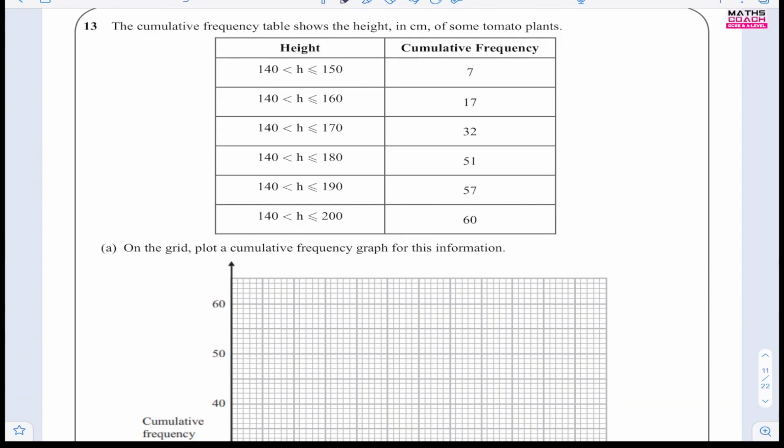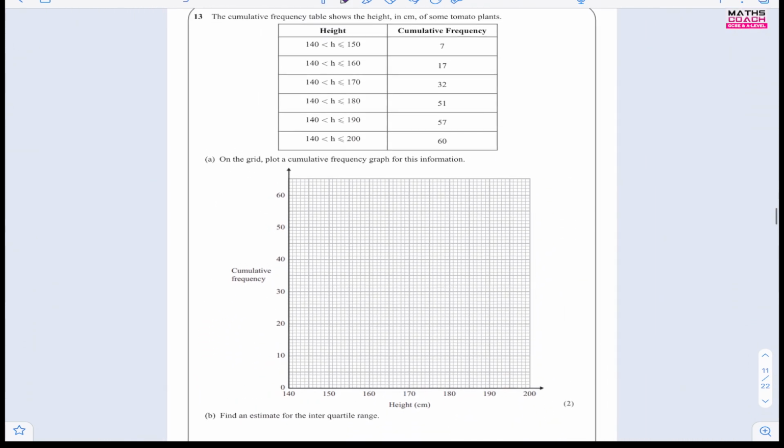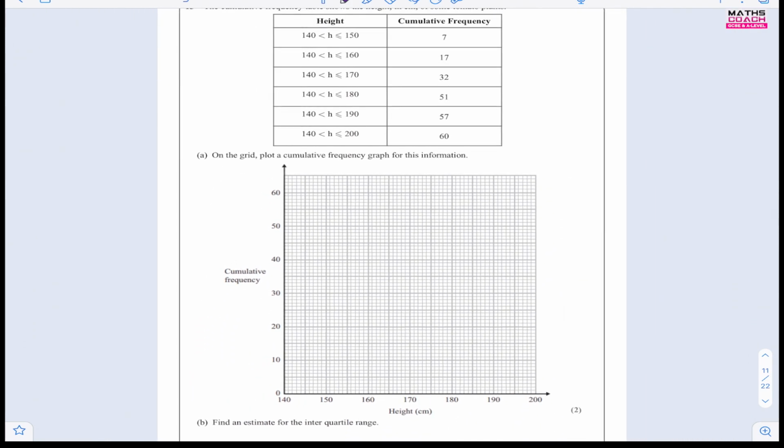All right, the next question. Now I'm going to have to zoom out on this question, so make sure you get anything that you need right now. Make notes on it. On the grid, plot a cumulative frequency graph for this information. Now I've already been given the cumulative frequency, so I don't need to be adding anything up like you normally might be doing if you were given just frequencies. So let's get straight into it. I'm just going to zoom out here. I'll try not to zoom out too much so you can still see what's going on.